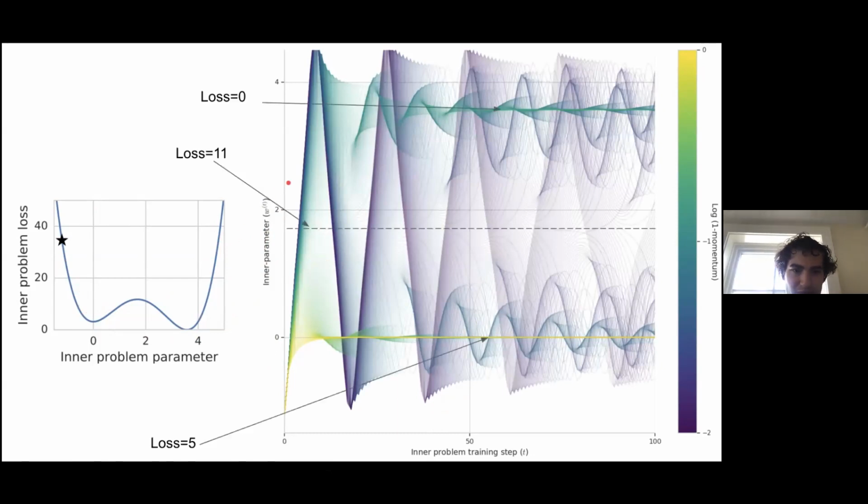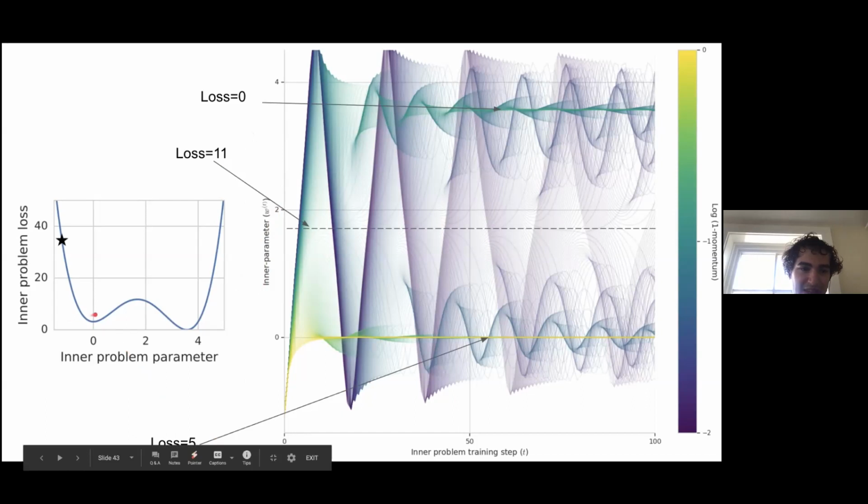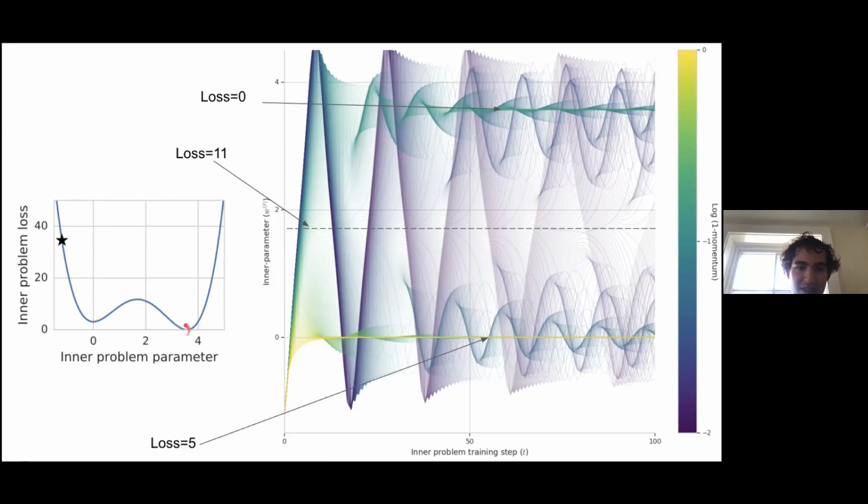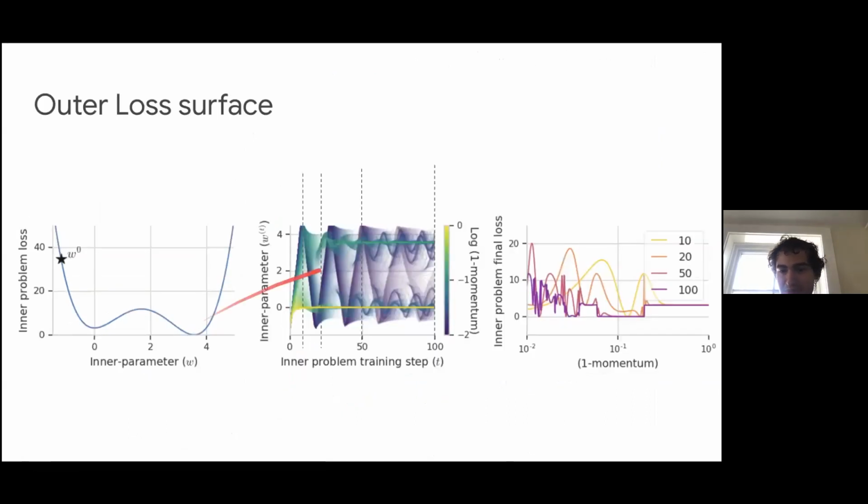So what's important to note here is each one of these inner parameter values has a different loss value associated with it. The loss value of the first minima is 5-ish. This hump has a loss value of 11, and then this thing has a loss value of 0, which is the minima. We can plot these loss values now as a function of momentum at different points in time, which gets you this figure to the far right.